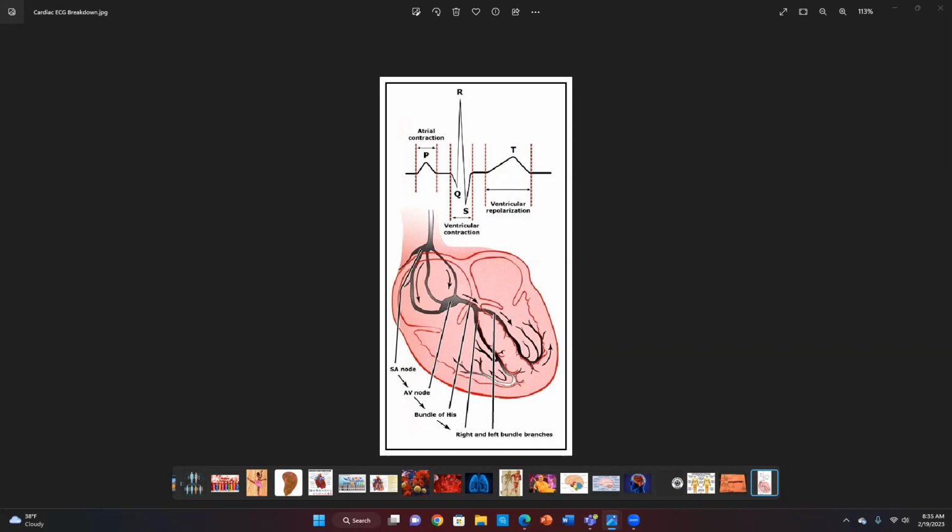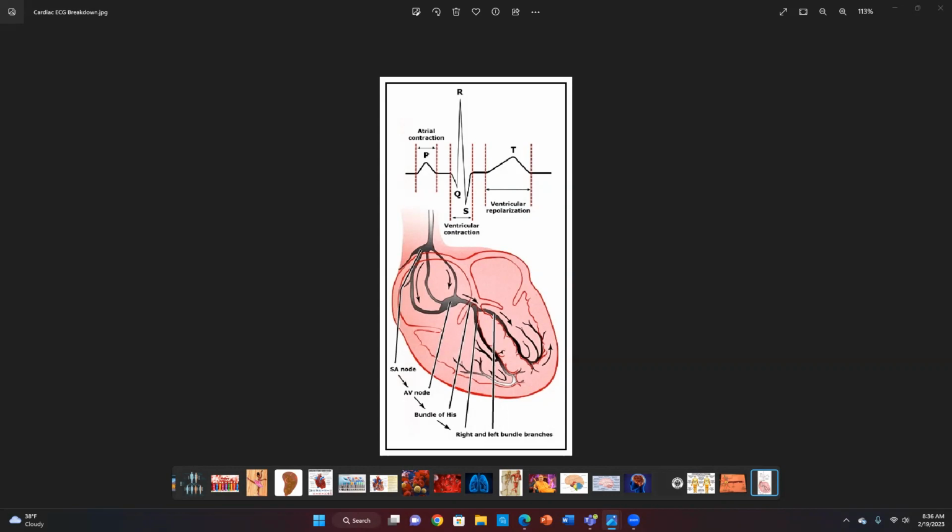They are squeezing blood down into their respective ventricles, okay? The QRS, that wave tells me that my ventricles are contracting, they are squeezing. So that's my right ventricle pumping blood to the lungs, my left ventricle pumping blood to the aorta, to the rest of the body. The T wave is ventricular repolarization, or simply the ventricles are relaxing.